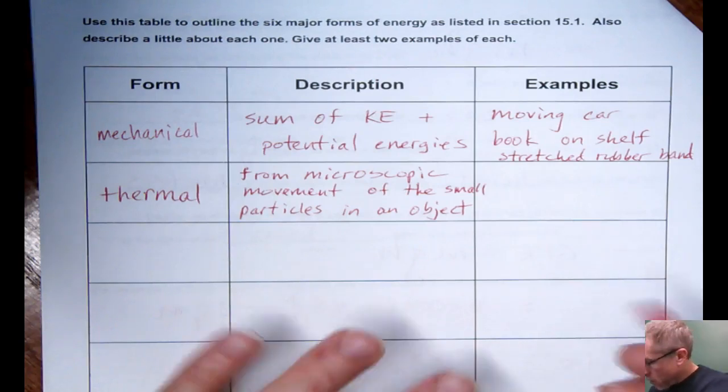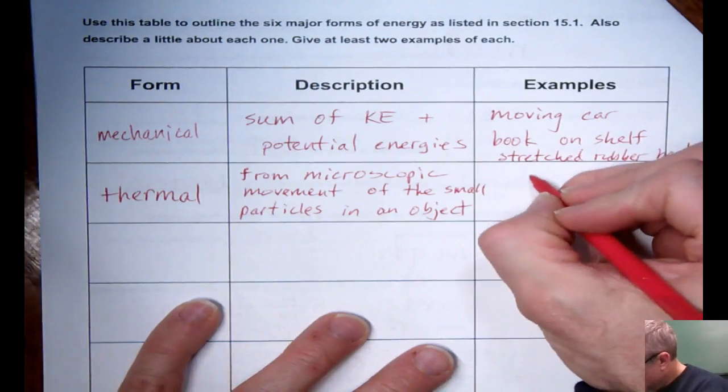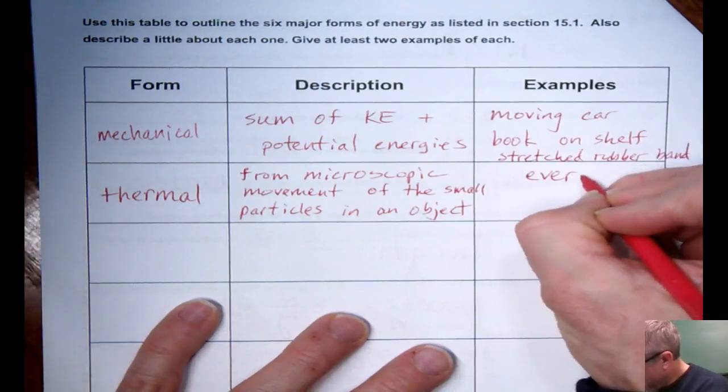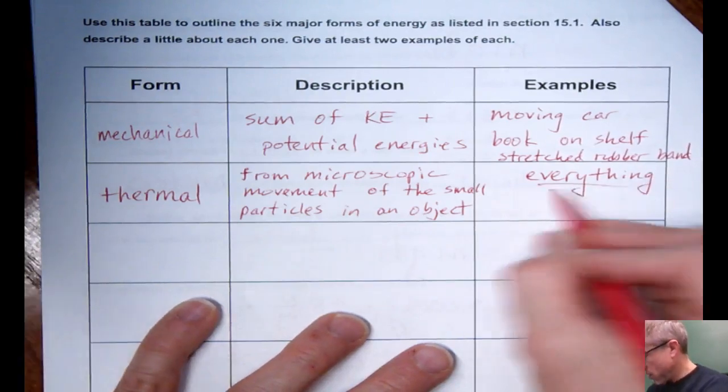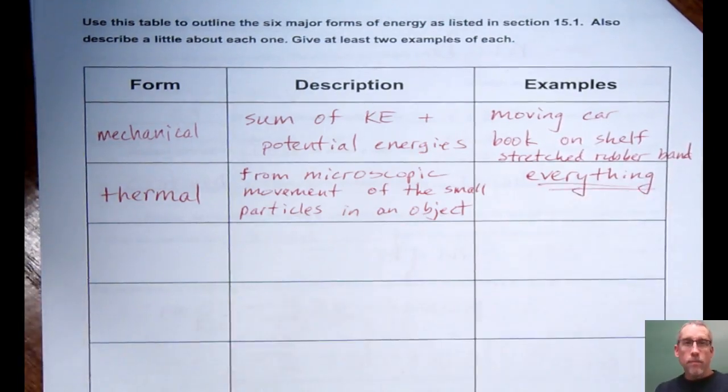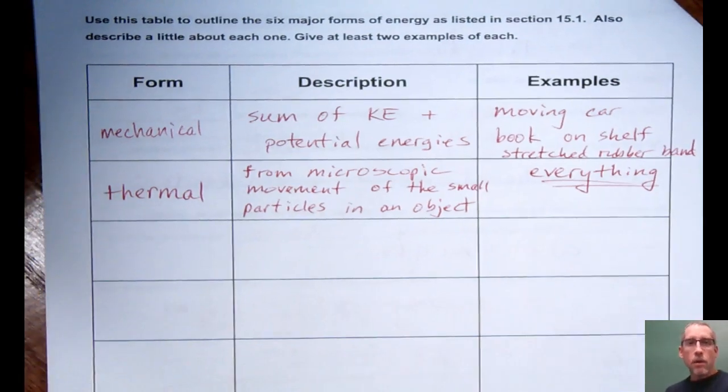Okay, so it's kind of funny to use this as an example, but everything has thermal energy. And we tend to think of things that are hot as having a lot of thermal energy. So that's simply because those particles in that object have acquired some energy and are moving more rapidly, and there's more of them moving than in something else. But there's nothing we'll be able to think of that doesn't have some thermal energy.